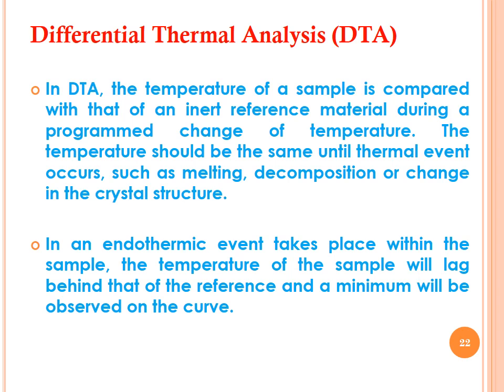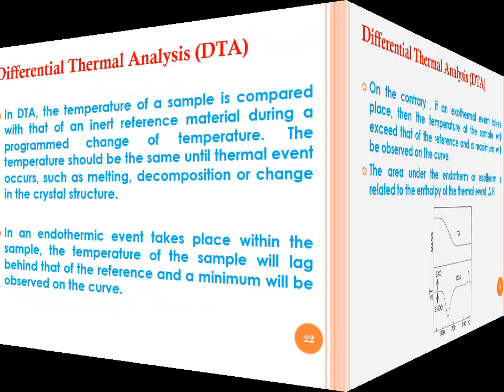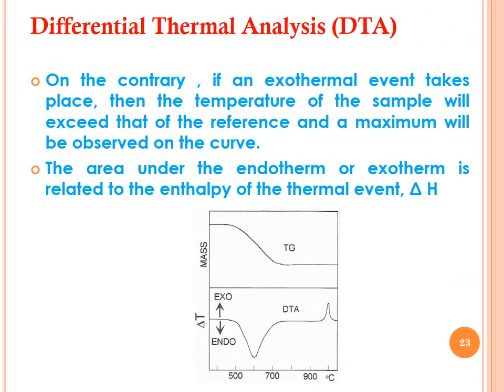As already explained, there are two behaviors of the curve shown in the former figure. One is minima, the other is maxima. If there is a minima, this is called endothermic. A maxima is called an exothermic phenomenon. On the contrary, if an exothermic event takes place, the temperature of the sample will exceed that of the reference and a maximum will be observed on the curve.